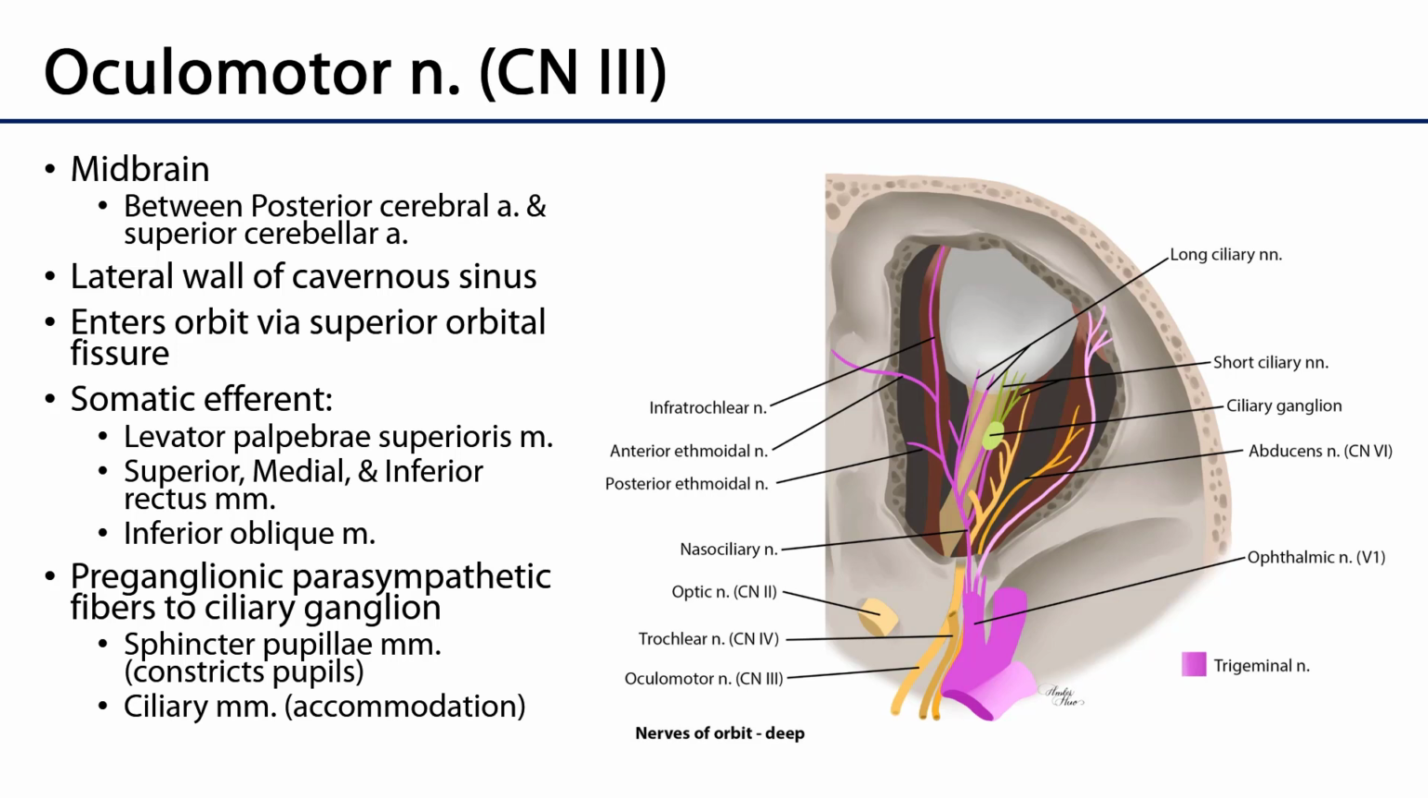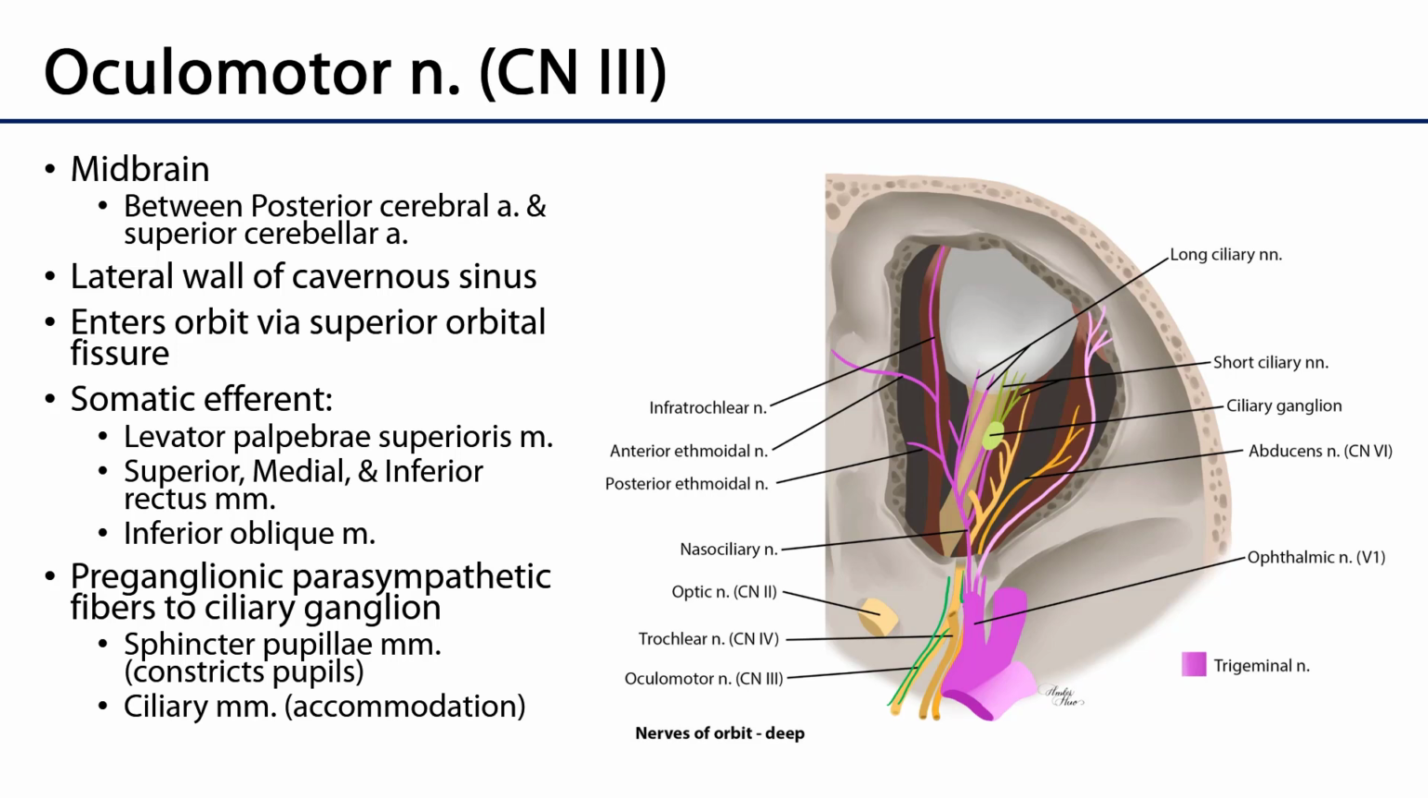Next, cranial nerve 3, the oculomotor nerve, is going to emerge from the midbrain, specifically between two arteries, the posterior cerebral and superior cerebellar arteries. If there is an aneurysm in either of these arteries, it can endanger and entrap the oculomotor nerve, thus causing issues with the movement of the eye.